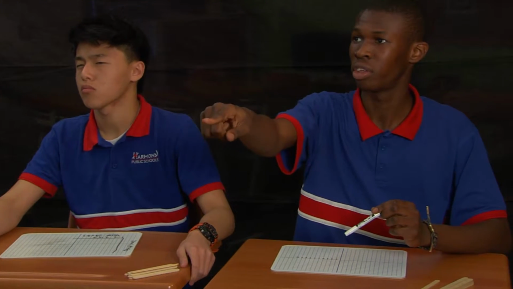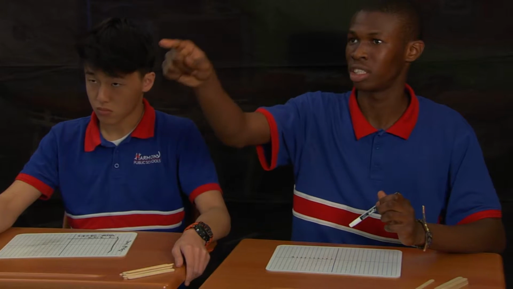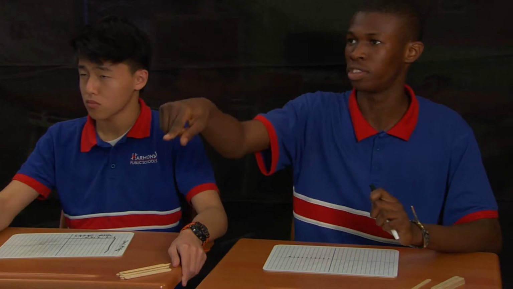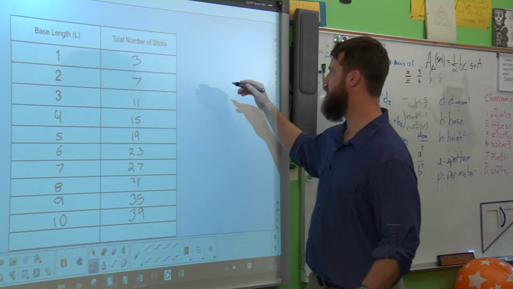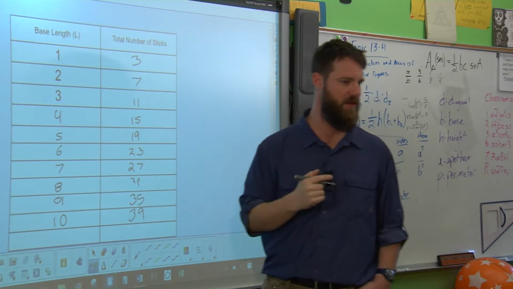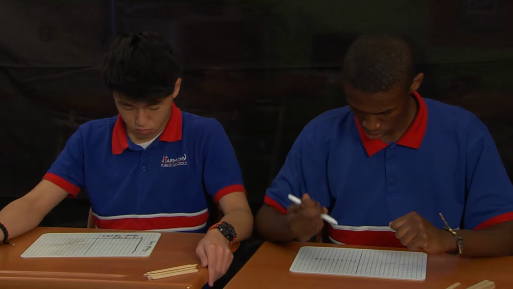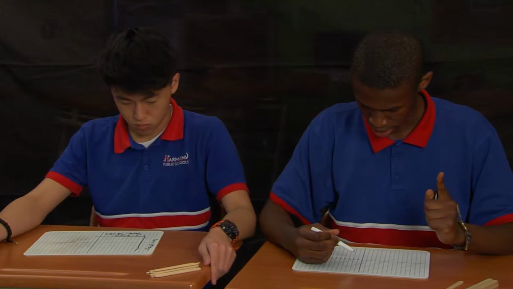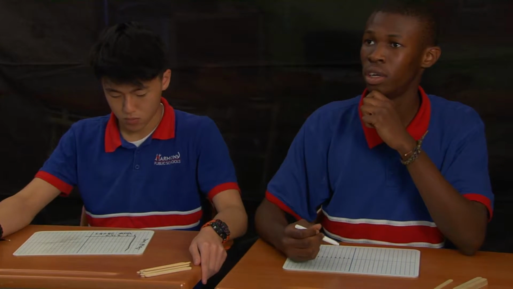We can make the base length the x-axis, and the total number of sticks the y-axis. Okay, great. So then the pair 1, 3, what would that look like on our graph? It will be above the 1, up 3.